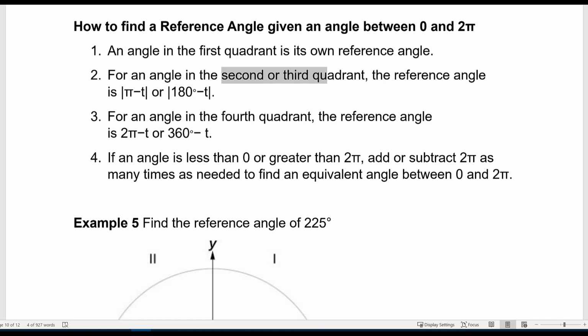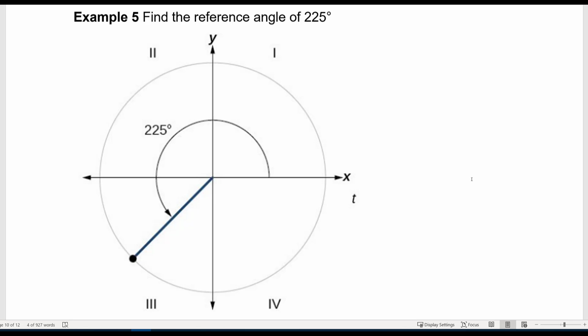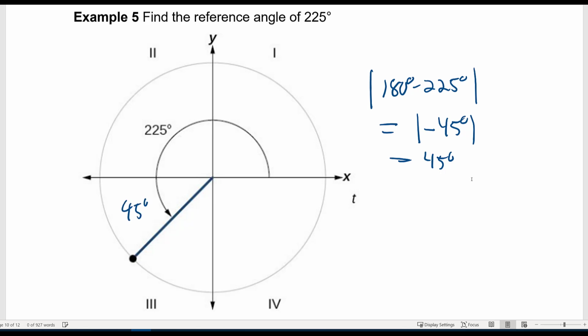If an angle is less than 0 or greater than 2 pi, add or subtract 2 pi as many times as needed to find the equivalent angle between 0 and 2 pi. So, find the reference angle of 225 degrees. As the rule says, it's third quadrant, so we're going to do the absolute value of 180 degrees minus 225 degrees. That's the absolute value of negative 45 degrees, which is 45 degrees. So this is 45 degrees. We don't really have a name for this, but I guess we'll just call it t prime.